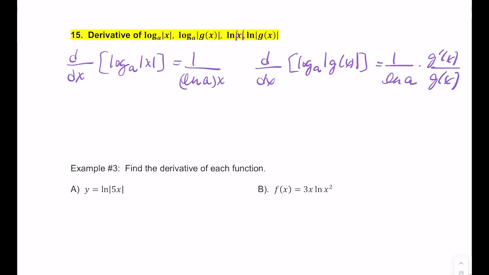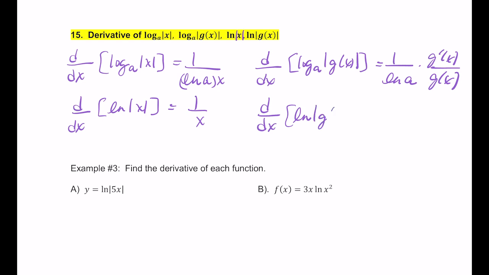And then I have the derivative of the ln of the absolute value of x. And that's just 1 over x, which is the same as the derivative of the ln of x. And last but not least, I know this is not going to shock anyone, the derivative of the ln of the absolute value of g of x is just g prime of x over g of x, which was the same as the natural log of g of x.